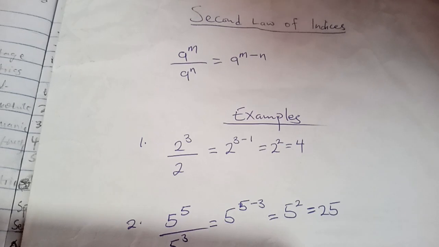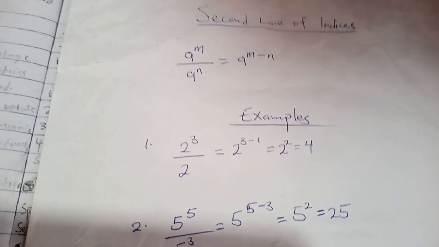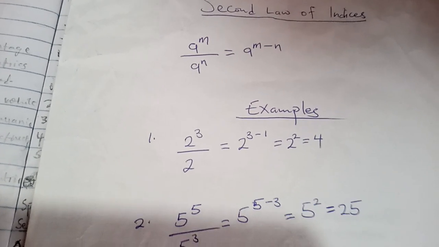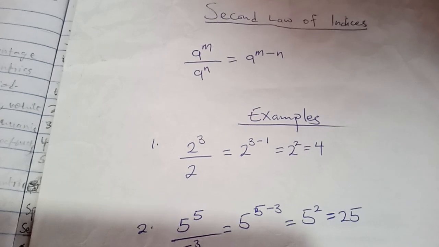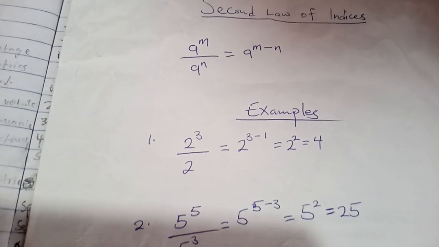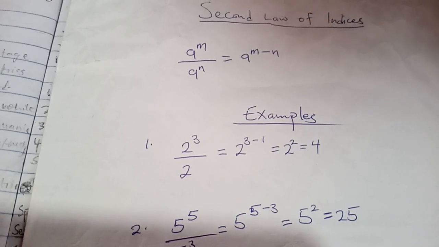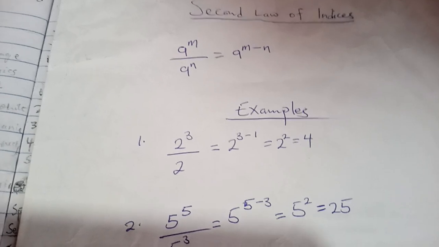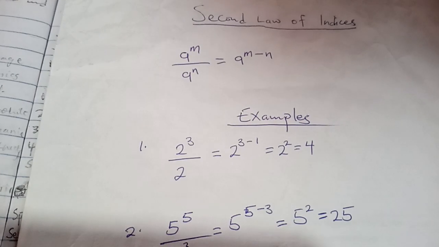Now, per this second law of indices, it says that when you are dividing and the bases are the same, you subtract the exponent of the denominator from the numerator. So in this case, we have n being subtracted from m. When you look at it, you will see n is being subtracted from what? M. So this is what the principle holds.